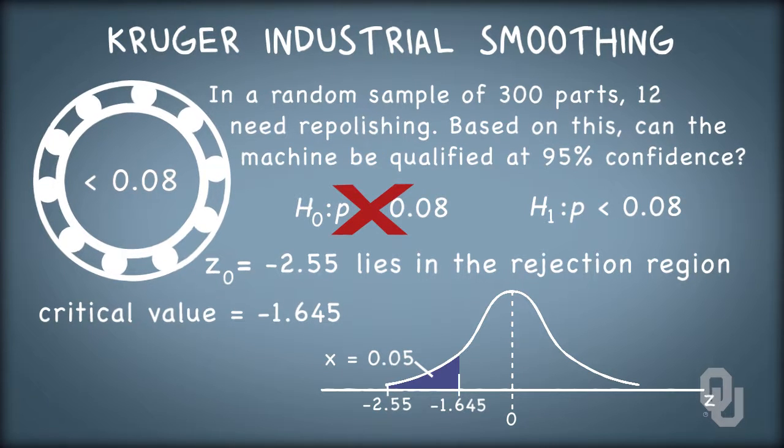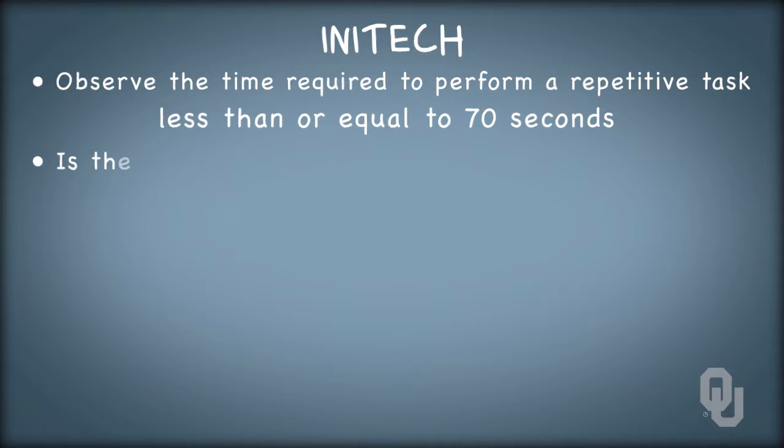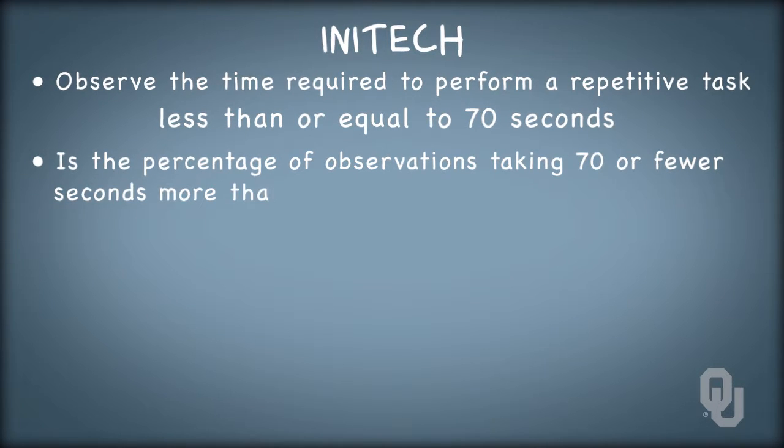Let's take a look at another example and use the p-value approach. Say you're a usability engineer at Initech, and you are observing the time required to perform a repetitive task measured in seconds. Say that you prefer that the task takes 70 seconds or less. Is the percentage of observations taking 70 or fewer seconds more than 80%?